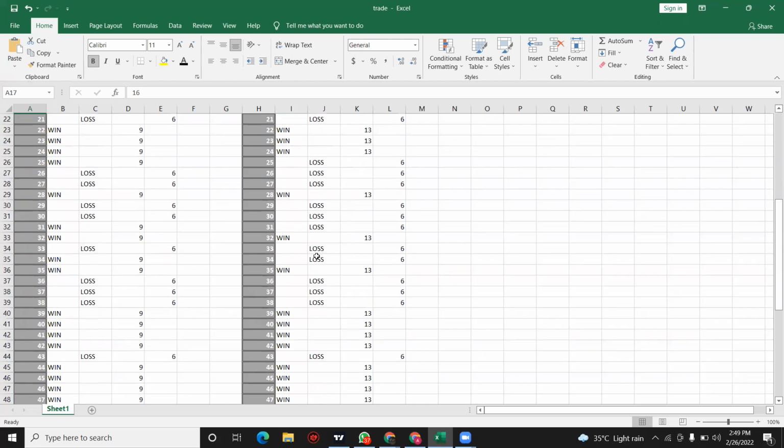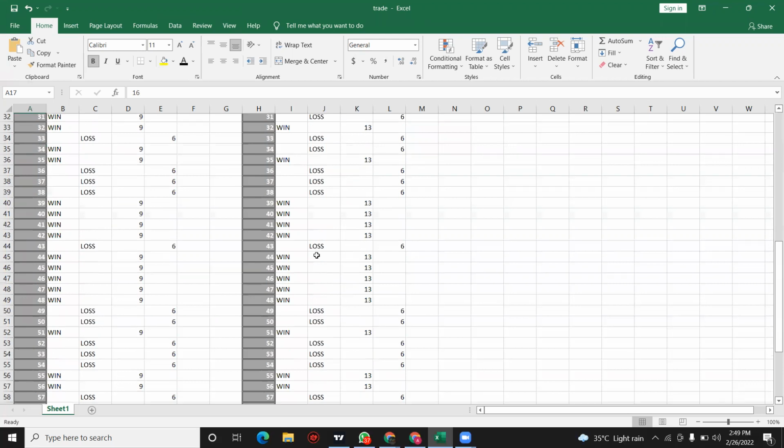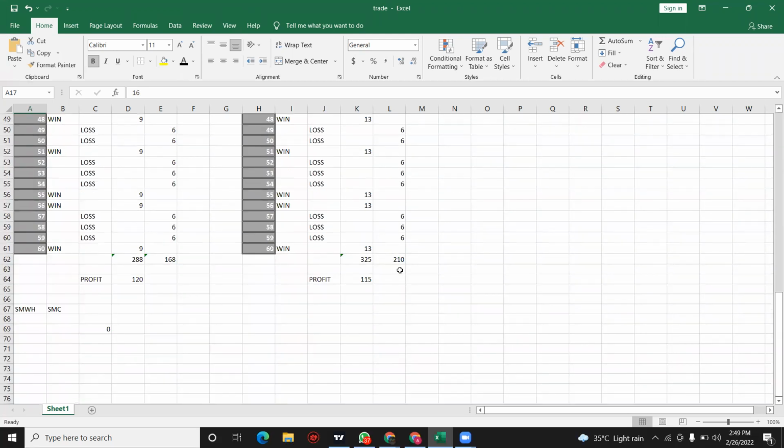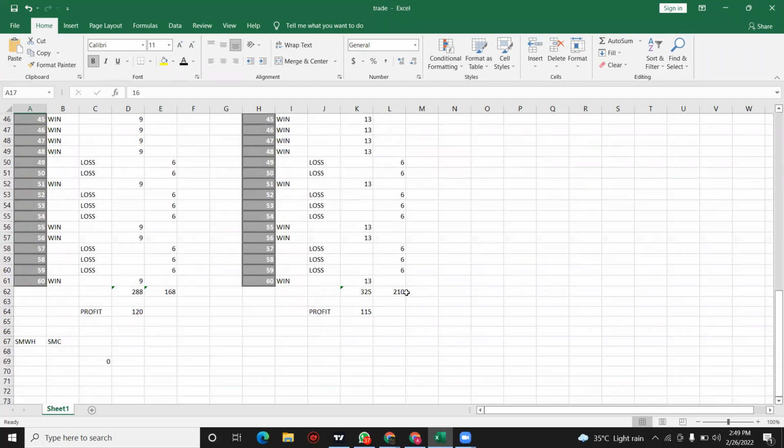One can use the strategy, set your stop loss and take profit, and leave the market to do its own thing. At the end of the day, we're able to have 210 losses and 325 profits, and the net profit was around 115. And below, if you compare it with this one, you'll be like, this one is even better.